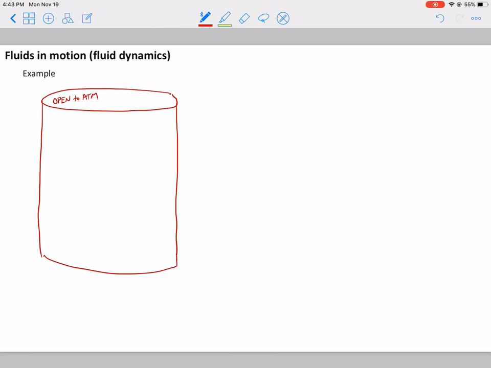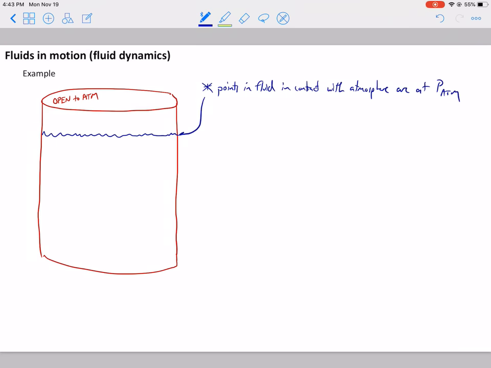Okay. And let's say there is some level of fluid in here that's maybe right there. Okay. So, first of all, a key thing when dealing with fluids in this situation is that, we'll say that points in the fluid in contact with the atmosphere are at atmospheric pressure.